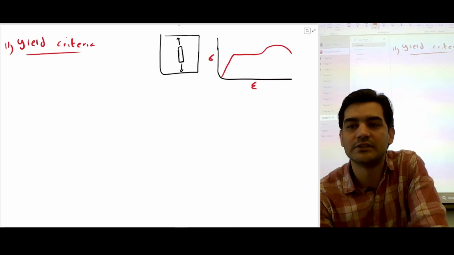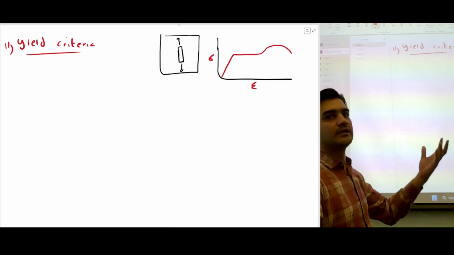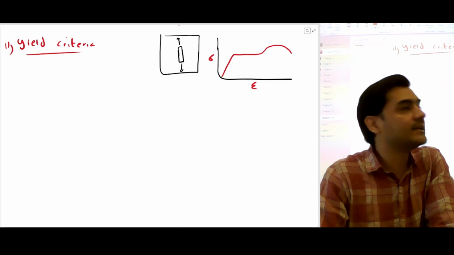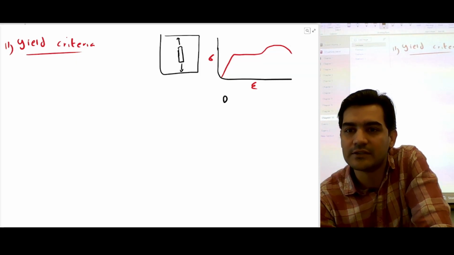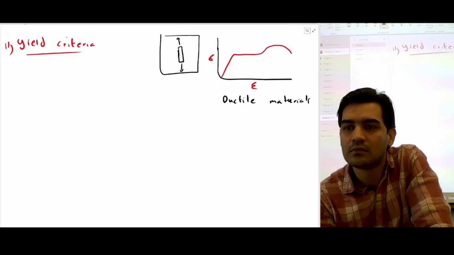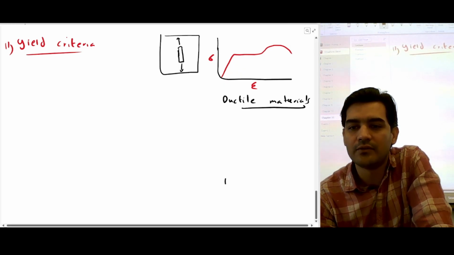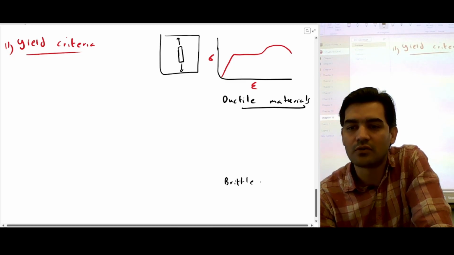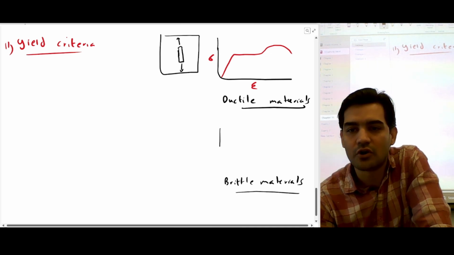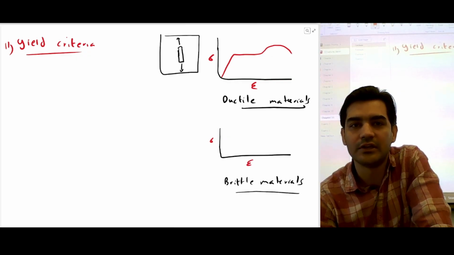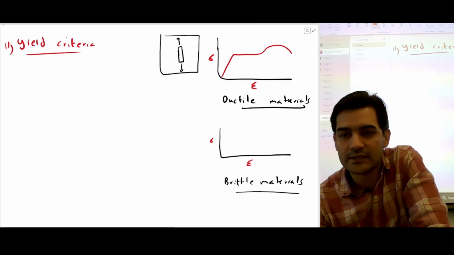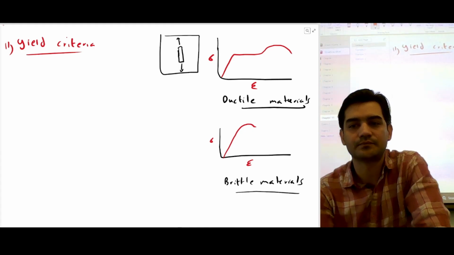This was stress, this is strain. This is what we will get if we test any material, and this we will get for ductile materials. So this stress strain curve is for ductile materials. And you have another type of material which are called brittle materials. If you try to draw the stress strain curve for a brittle material, you will get something like this.